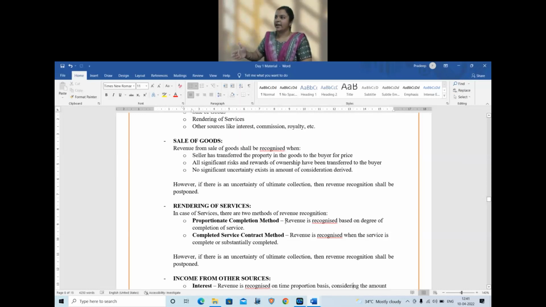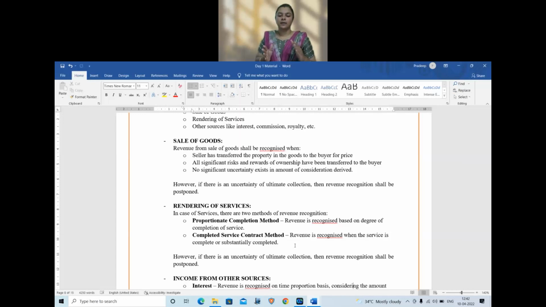So you take a cutoff date. On that date, whatever service is completed, that revenue will be recognized. Else, if it is a completed contract, where a specific service is over, then I will collect the revenue. So when the service is completed, the revenue can be recognized, which is the completed service method. Revenue is recognized when the service is complete or substantially completed, where you get the right to receive the income. In simple terms, the right to receive is established. Again, the same rule. However, if there is an uncertainty of the ultimate collection, then the revenue recognition shall be postponed.